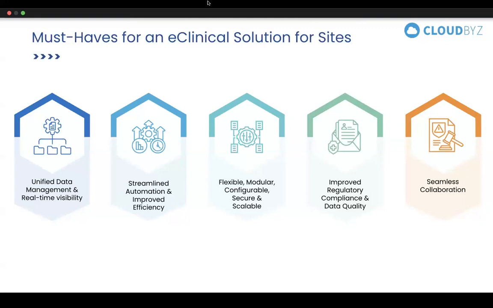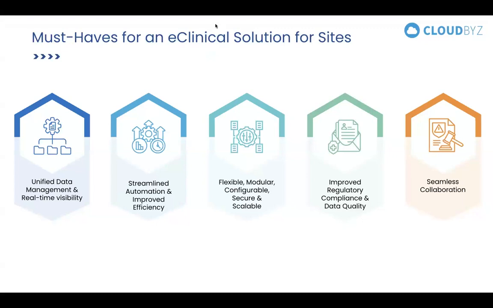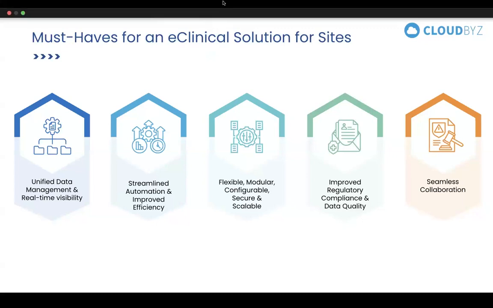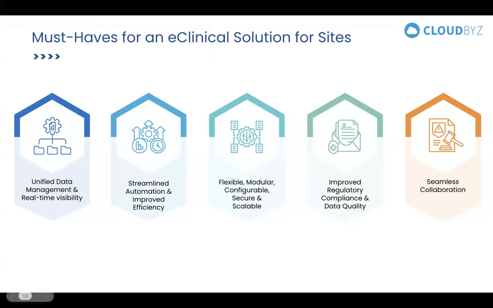The second one is streamlined automation and improved efficiency. Efficiency is obviously the cornerstone of running any clinical trial operations. An ideal clinical solution offers streamlined automation features, reducing manual errors and repetitive tasks. Picture a platform where automated workflows process, schedule tasks, and seamlessly integrate with existing systems. By leveraging automation, site teams can focus their time and energy on what matters the most, which is advancing the science and improving the patient outcomes.